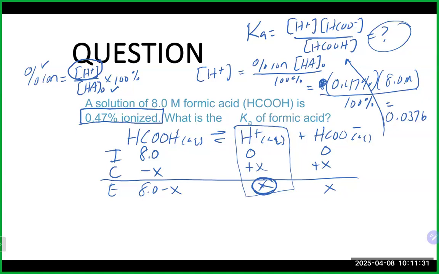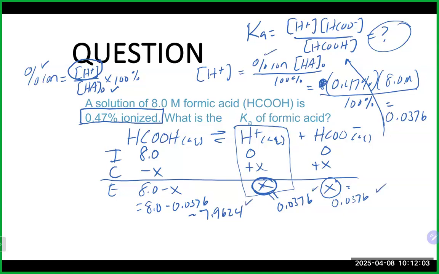So now that we figured out the H plus concentration, that is 0.0376. That is also what X equals, which means this guy's concentration at equilibrium would be 0.0376. And this guy's concentration would be 8 minus 0.0376. If we do that, we now have 7.9624.